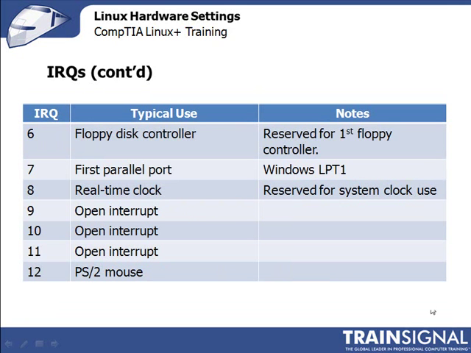The system IRQs continue with number 6, which is assigned to the floppy disk controller, and number 7 to the first parallel port, which is Windows LPT1. Number 8 is assigned to the real-time clock. IRQs 9, 10, and 11 are left open and can be assigned accordingly. And we've got IRQ 12, which is assigned to the PS2 mouse.